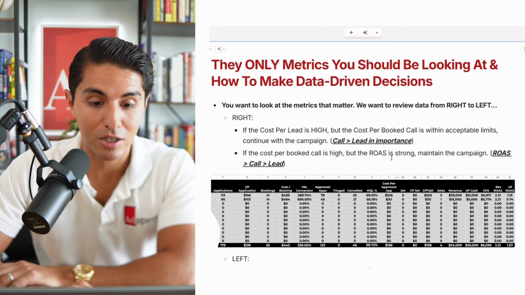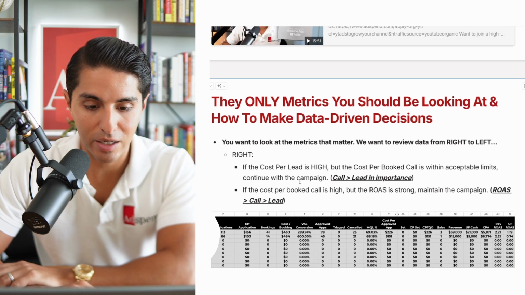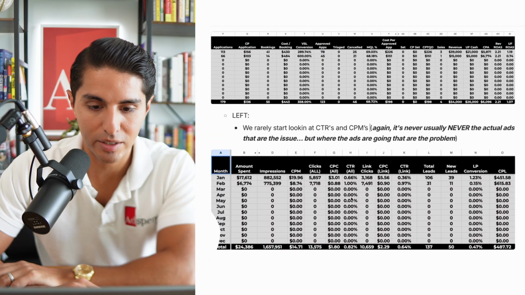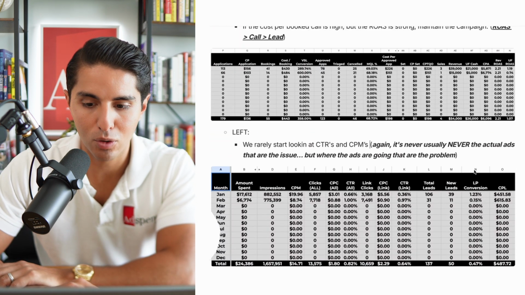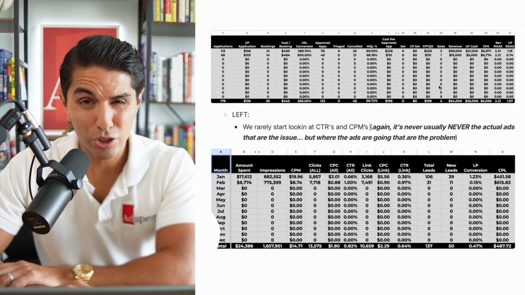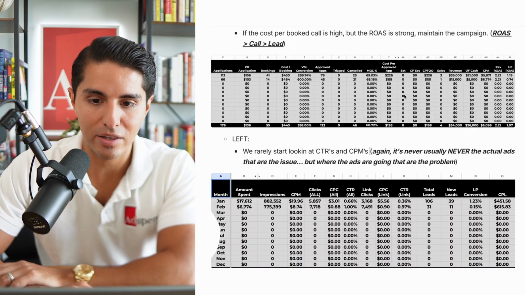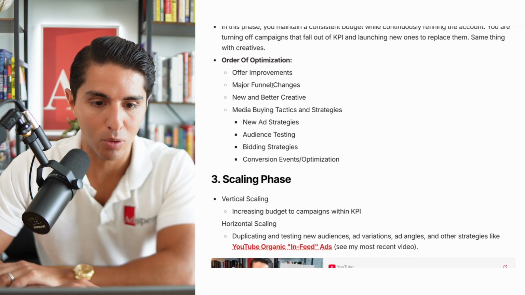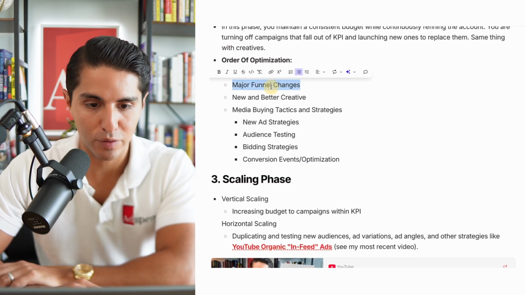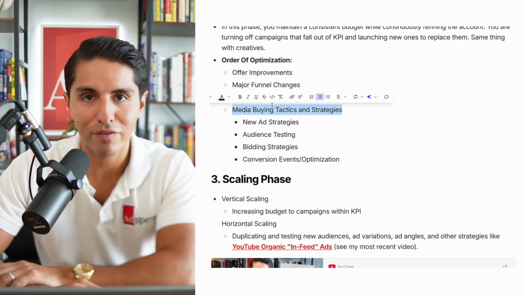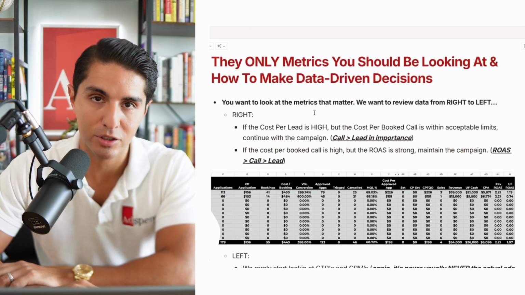So then we look at the actual click-through rate, because if ads are getting clicks and everything's within KPI on this side, it's over here. You've got to focus on the right stuff. Again, you really shouldn't be looking at that stuff unless you don't have anything over here, but typically it's the offer. Again, order of importance: offer improvements, major funnel changes, new and better creative, and then finally media buying tactics and strategies, because usually the ads are typically working.